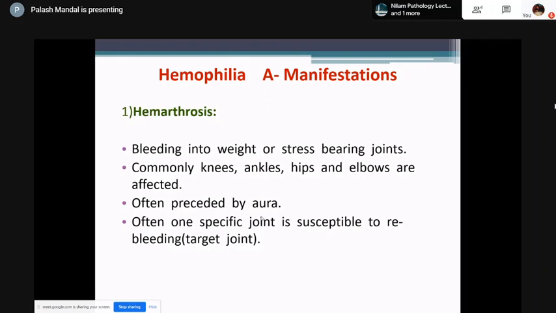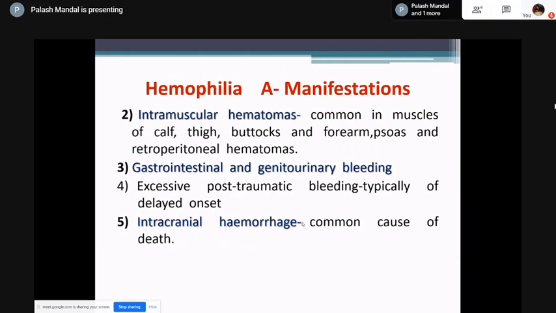So often one specific joint is susceptible. Means the left knee is more affected. There is a bleed in the left knee more. It's seen in a particular person. So that is specificity of a particular joint. Intramuscular hematomas, as I was telling you, the joints, the muscles, even the GI tract, the brain, may be sites of hemorrhage.